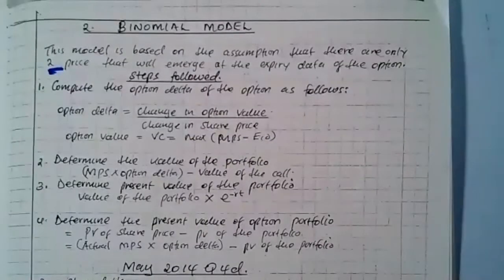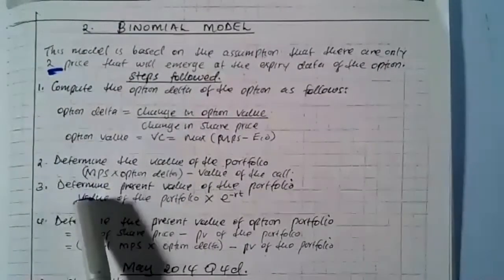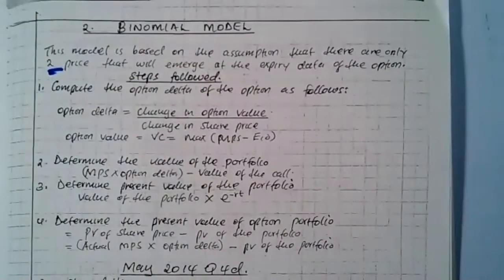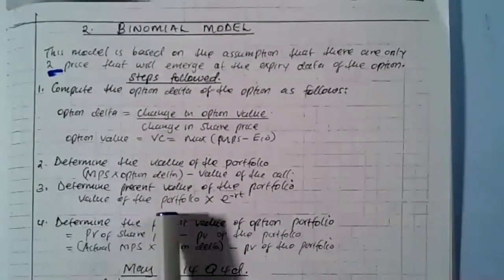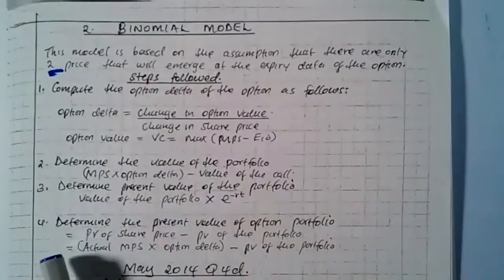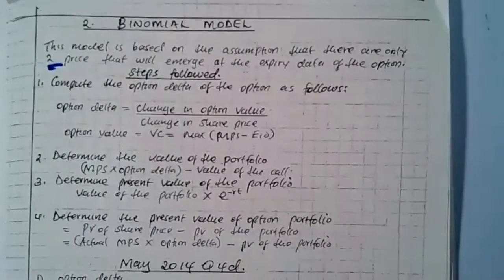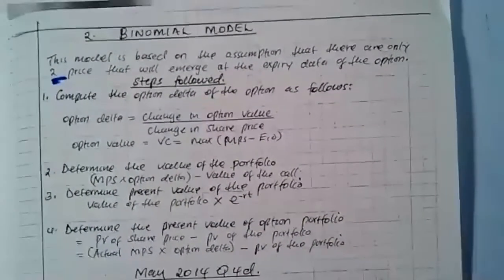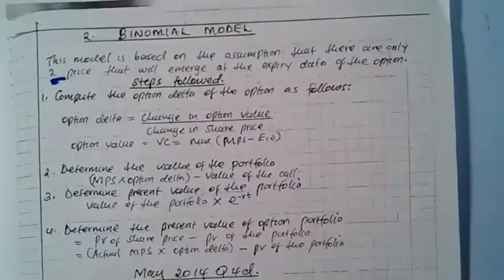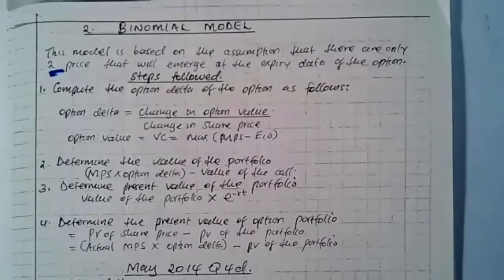Then number two, you determine the value of the portfolio. In that case, you take the market price per share. Now, in this case, between the two prices, you take the higher, but I'll come to explain that. Then step number three, you determine the present value of the portfolio. Then lastly, you determine the present value of the option portfolio. I know nothing makes sense to you there, but they are just steps. So now let's do an illustration so that it can make some sense to you.